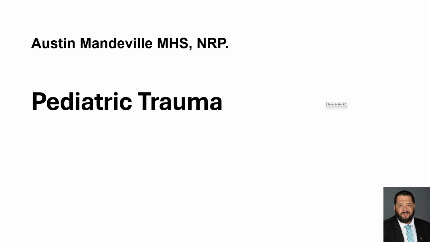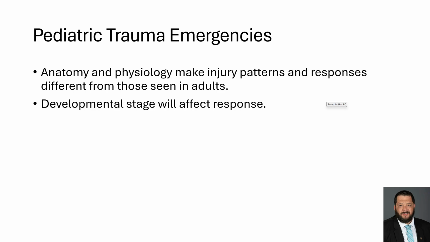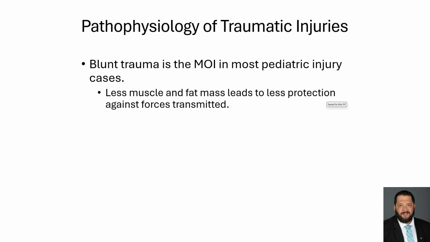Welcome back, everyone. We're going to continue down the pediatric series with discussion on pediatric trauma considerations. So, hallmarking the considerations needed when addressing pediatric trauma patients are the anatomy and physiology differences relevant to the pediatric patients. This makes injury patterns and responses significantly different from those seen in adults, and developmental stages of the pediatric patient can affect those responses.